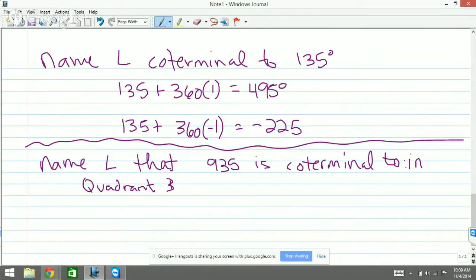Wait, coterminal to what? Name an angle that 935 is coterminal to in quadrant 3. Yeah, that's a very, very poorly worded sentence, actually.